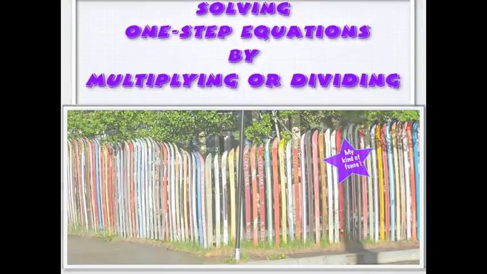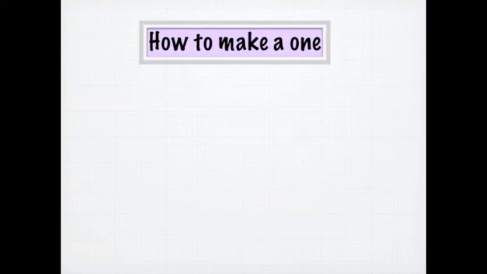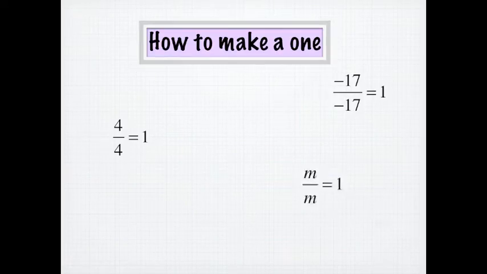First, you need to understand how to make a 1. You make a 1 by dividing a number by itself. For example, 4 divided by 4 equals 1. Negative 17 divided by negative 17 equals 1. Even a variable divided by itself equals 1.